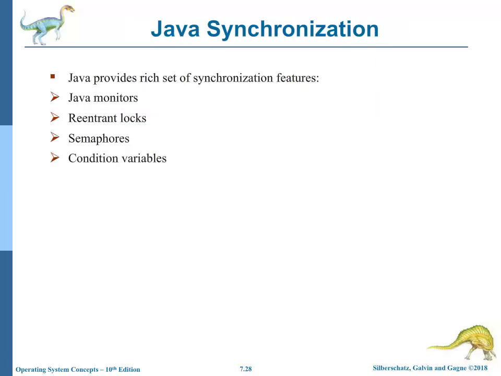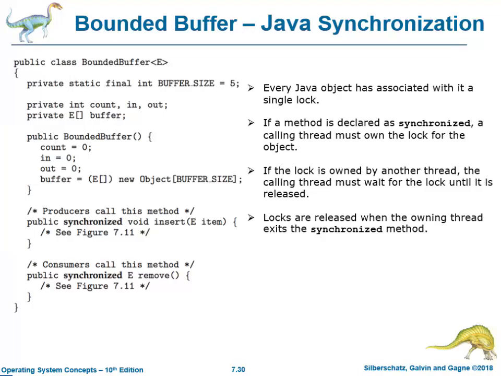The Java language and its API have provided rich support for thread synchronization. In this section, we will talk about Java monitors, reentrant locks, semaphores, and the condition variable. Let's first take a look at a Java monitor.